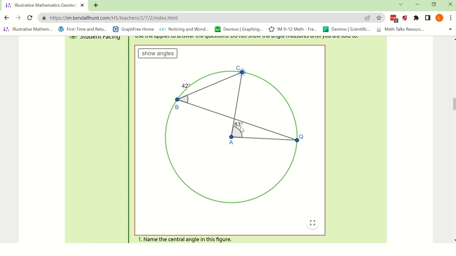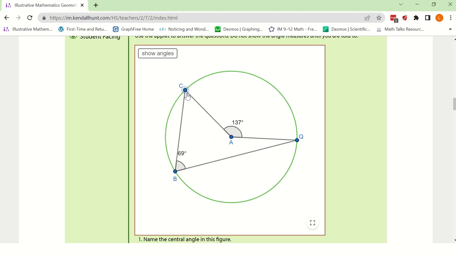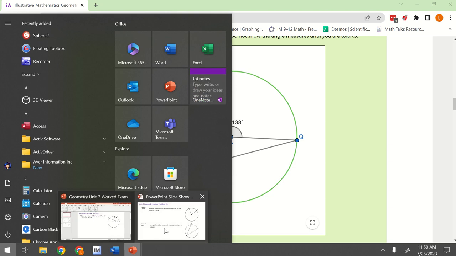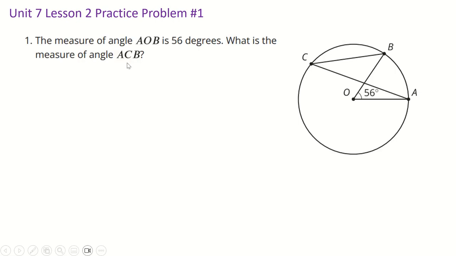If I got it at 83 degrees, notice that's an odd number. Unfortunately, this applet rounds that number. That might be why we're seeing something that's not a decimal here, but we can have decimals, so just know that. All right, let's go back to our question and see what it says.